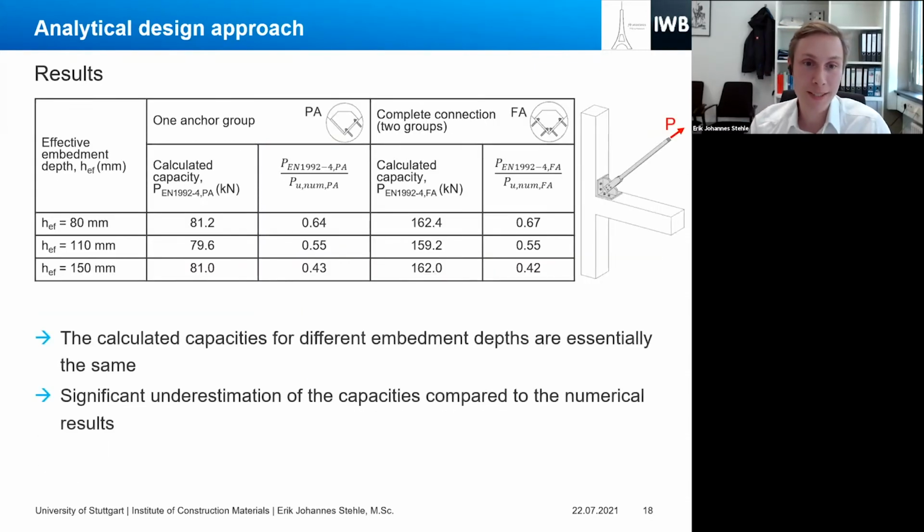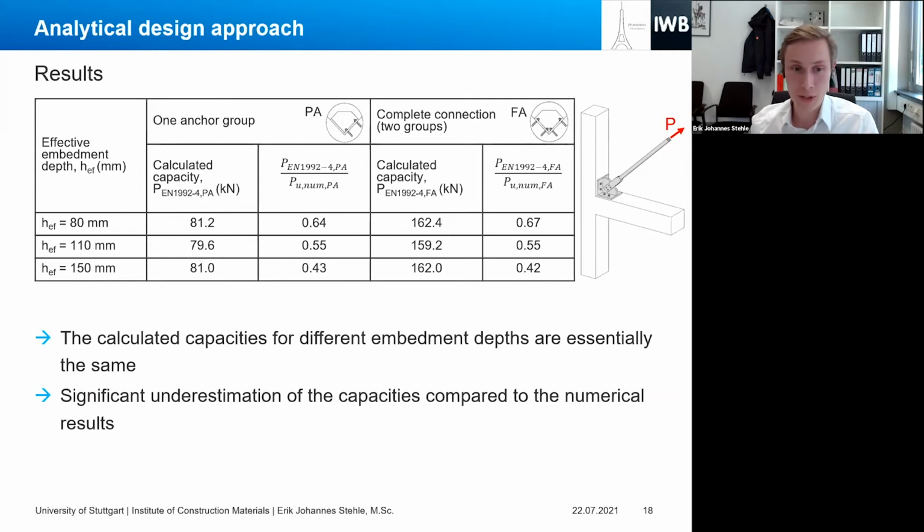Here we can see the calculated capacities according to Eurocode for one anchor group, which basically simulates the partly attached connection, and the calculated capacities for the complete connection. The first thing we could see is that the calculated capacities for different embedment depths are essentially the same. That, of course, is a result of the formulations given in the Eurocode.